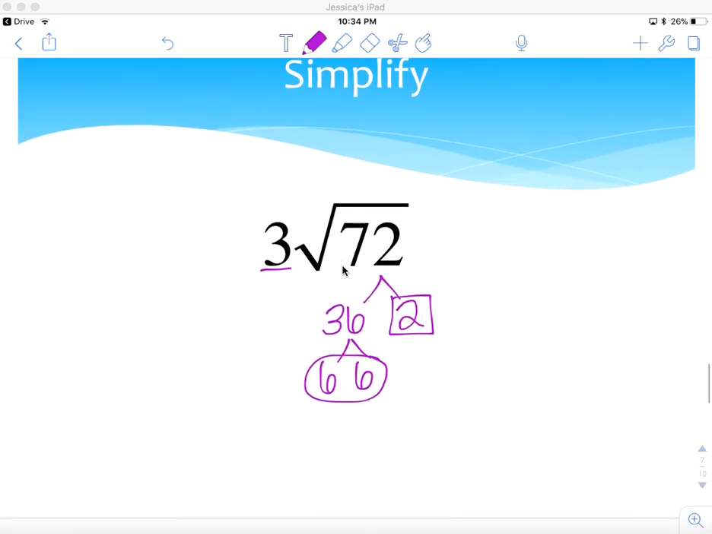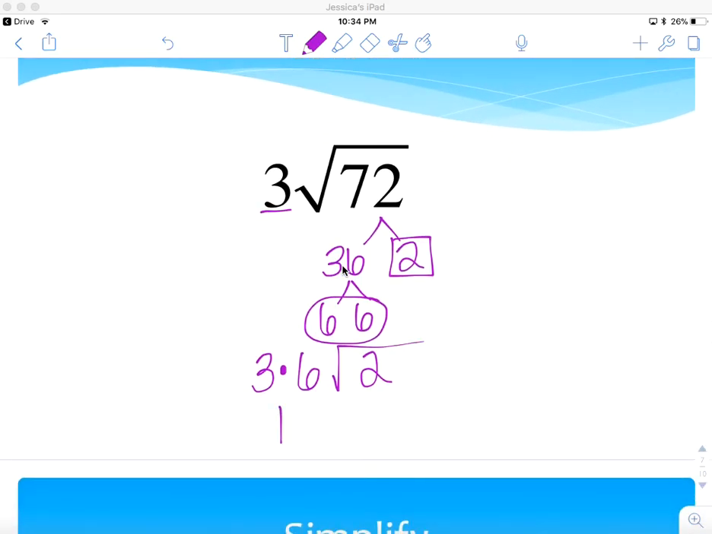Here's what you're going to do with that 3. When you take the 6 out, you are just going to multiply it by the 3 that's already there. So my final answer would be 18 square root 2.